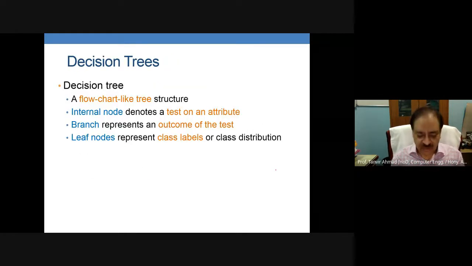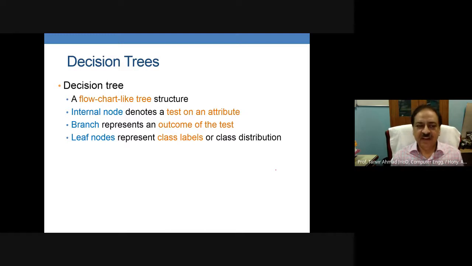What's a decision tree? A decision tree is similar to a flowchart-like tree structure. Obviously, it's not necessarily a binary tree. It could be a binary tree, but may not be. Most of the time it could be a non-binary tree. Now, in a tree, there could be internal nodes, branches, and leaf nodes. There could be only three things, where the internal nodes are the nodes which test on an attribute. The branch represents an outcome of the test, and the leaf node represents the class labels.